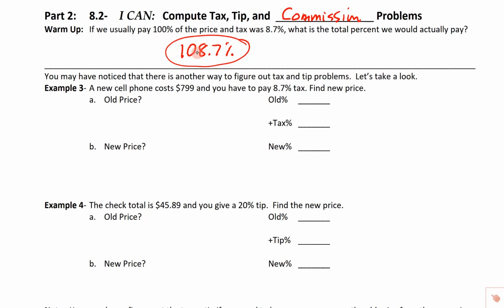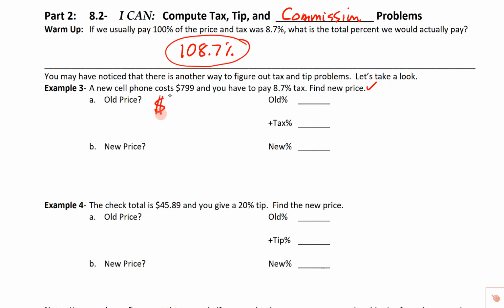Now, you may have noticed that there's a different way to solve these problems, so let's take a look and see if we can figure it out. It has something to do with that warm-up question right there. So, on example 3, it says, a new cell phone costs $799 and you have to pay 8.7% tax. Find the new price. Now, notice that it says find the new price. It doesn't necessarily say, hey, figure out what the tax is and then find the new price. So let's take a look at this.